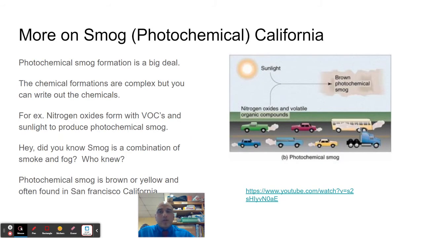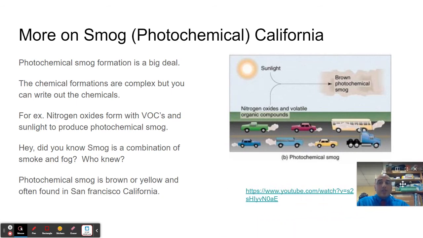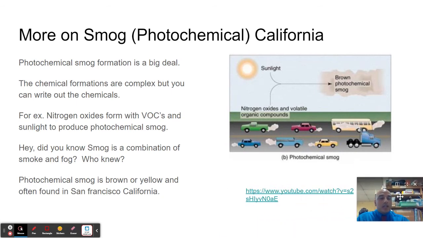All right, tricks of the trade. More on smog. We talked about this tremendously yesterday, so let's get into it as well. Photochemical smog is going to be caused by nitrogen oxides plus VOCs plus sunlight. And notice the name, photochemical smog. It needs the sun in order to happen. San Francisco, California is famous for this. And this is how this thing is going to exist.